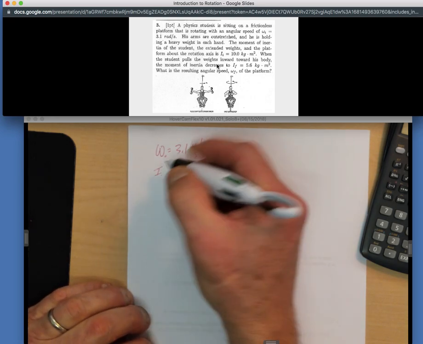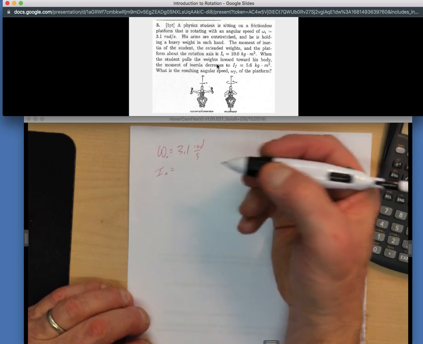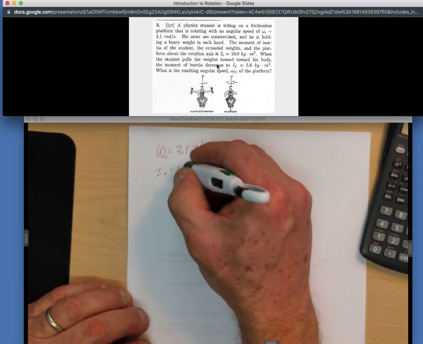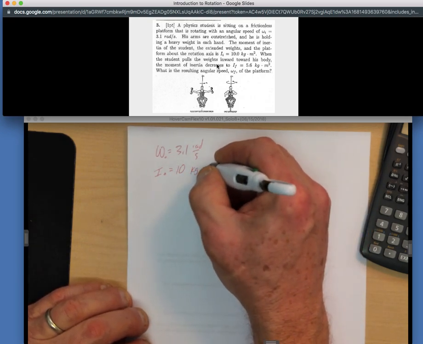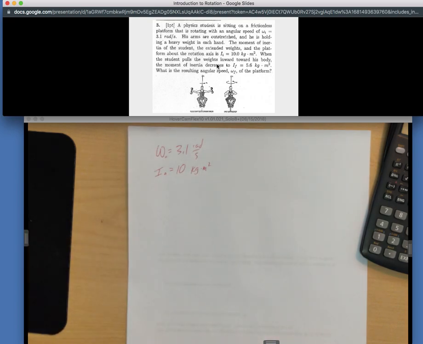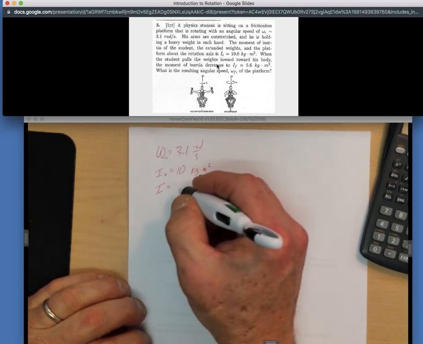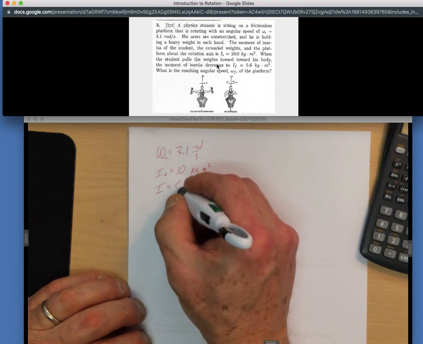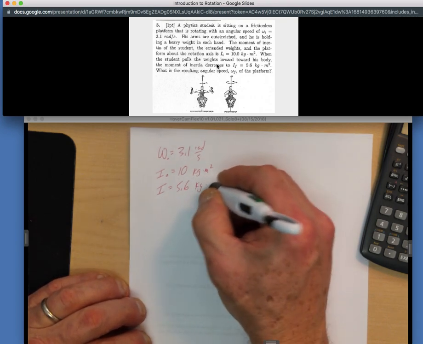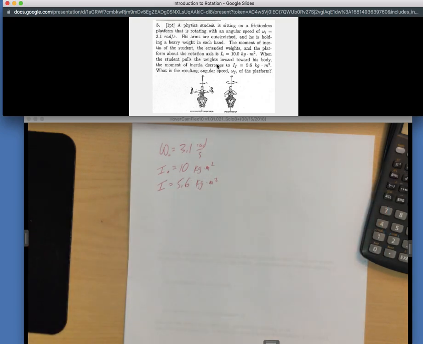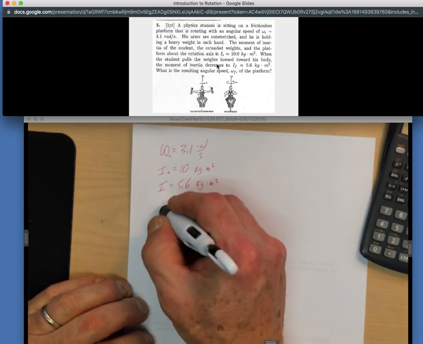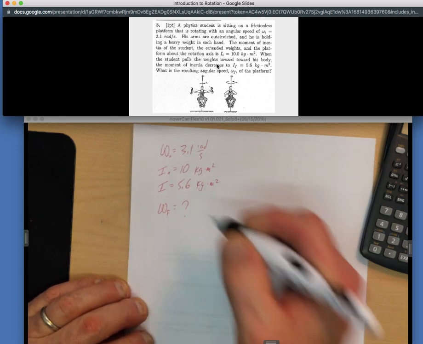His arms are outstretched, and he's holding a heavy weight in each hand, and the moment of inertia of the student and the weights on the platform about the axis is 10 kg times meters squared. So the initial moment is 10 units. And when the student pulls the weights inward towards his body, the moment of inertia decreases to 5.6. So I final is 5.6 kg times meters squared. And where are we at here? What is the resulting angular speed of the platform? Omega final is, I don't know.